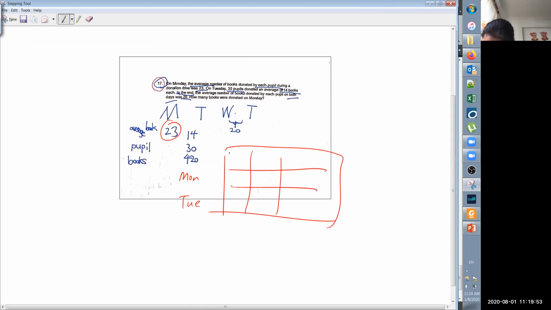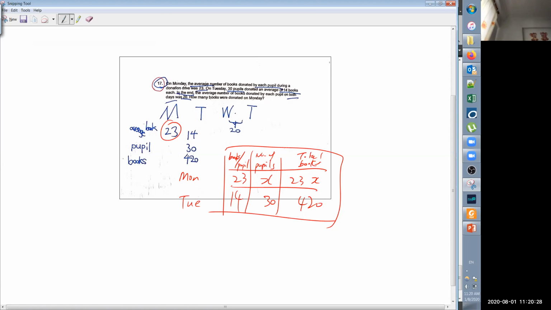So this is books per pupil. Then this is number of pupils, right? This is total books. Okay. Average number of books donated by each pupil during the donation was 23. How many pupils? Don't know. 23. Tuesday, 30 pupils. Average 14. So this will be 420.